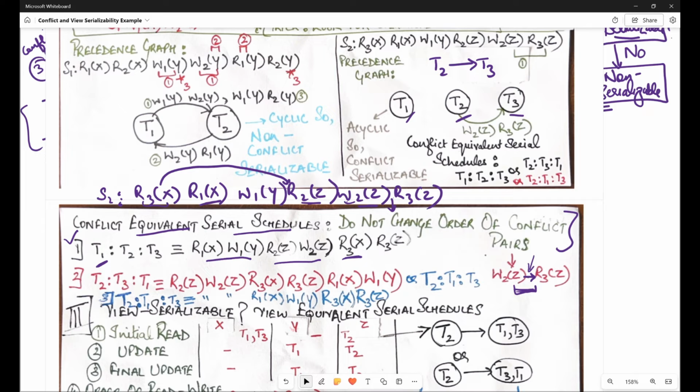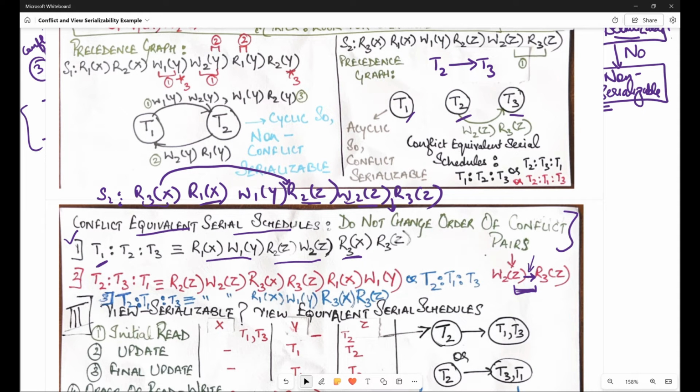Now we need to solve the third part, which is view serializable. We need to check if the schedule is view serializable or not. The book says that if a schedule is conflict serializable, by default it is also view serializable because it is serializable.